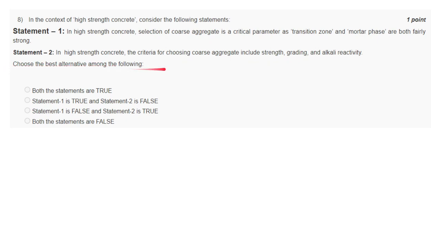Choose the best alternative among the following. Both the statements are true. Statement 1 is true and 2 is false. Statement 1 is false and 2 is true. Both the statements are false.